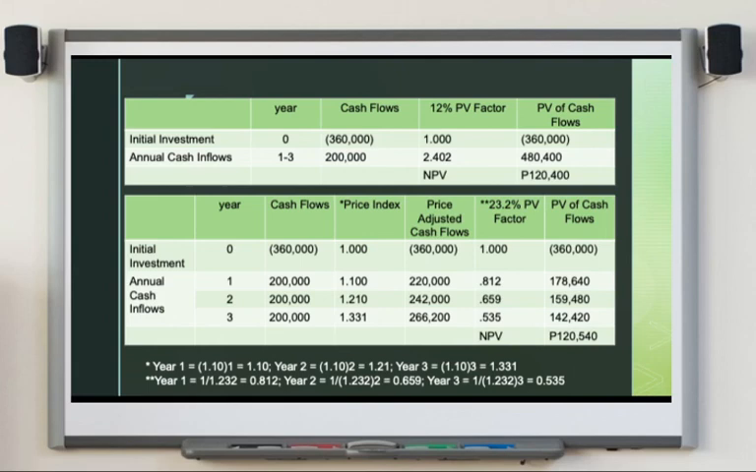And therefore, the inflation rate is actually embedded in the present value factor already. So even if we will not be embedding the inflation rate in the computation, we will still arrive at almost the same NPV. So no need to compute separately for the effect of the inflation rate because the effect of the inflation rate is already included in the present value factor.